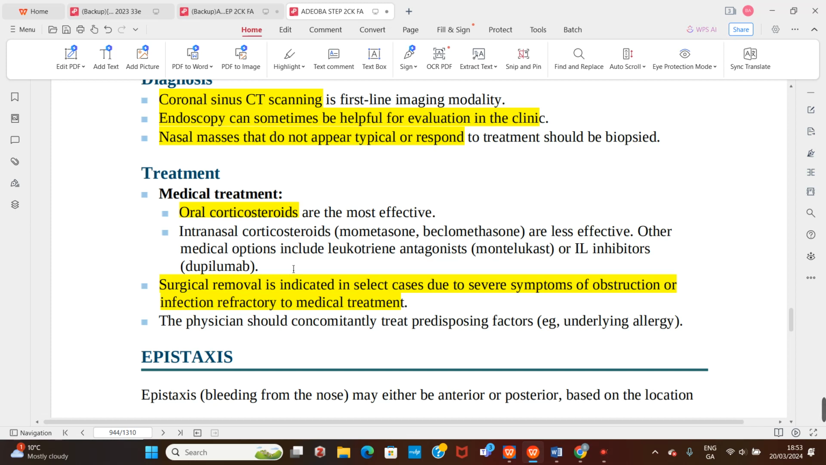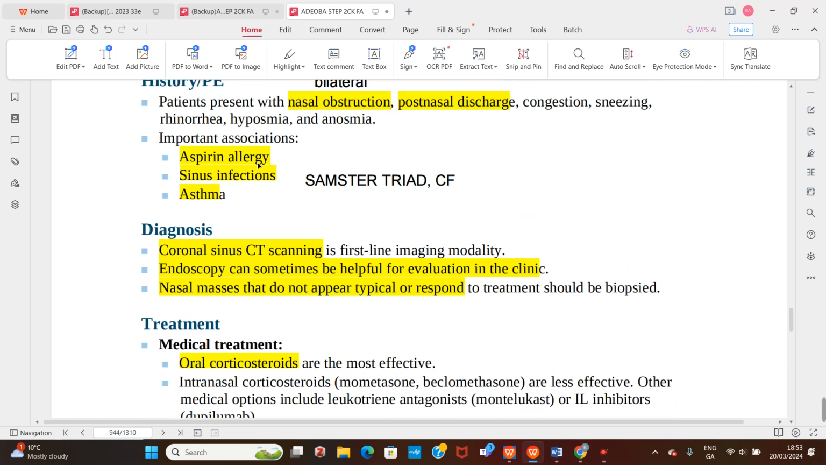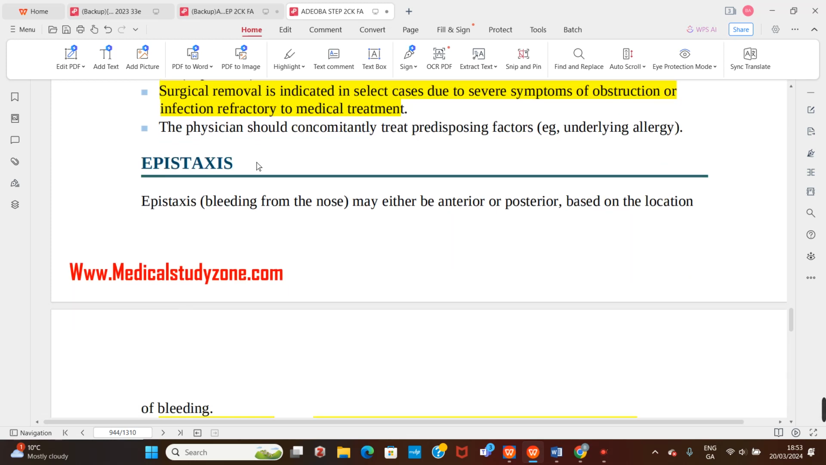The more the inflammation, the bigger they will be getting. So that's why most of what causes polyps is due to recurrent inflammation. So once you stop that inflammation, it will go down at the end.